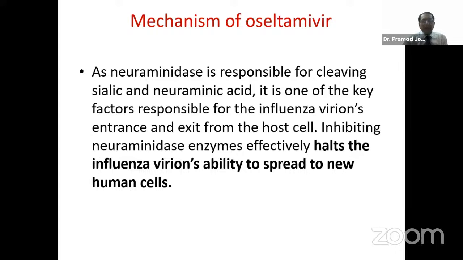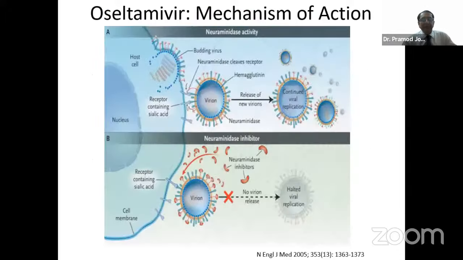Now, what is the mechanism of action? Remember, as neuraminidase is responsible for cleaving the sialic and the neuraminic acid, it is one of the key factors responsible for influenza virions entrance and the exit from the host cell. So inhibiting the neuraminidase enzyme effectively halts the influenza virions ability to spread to the new human cells. And that is why the spread of the disease within the body is halted, and that is why the child does not get serious. Okay.